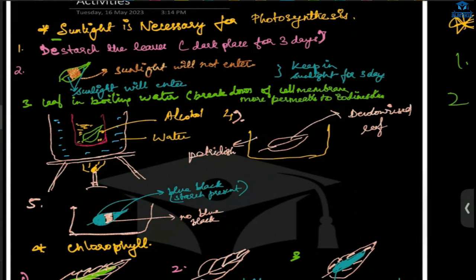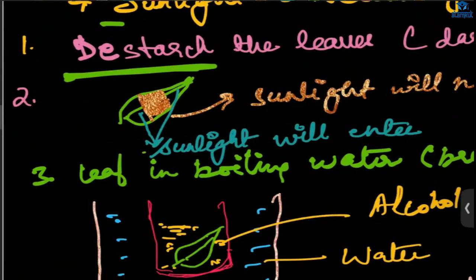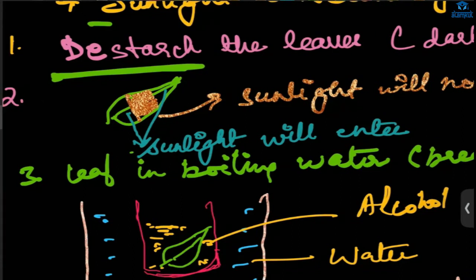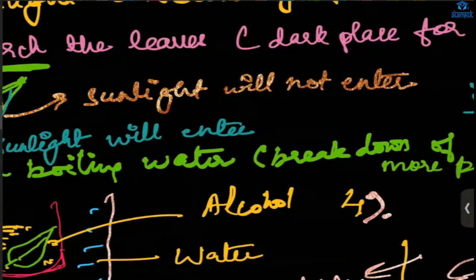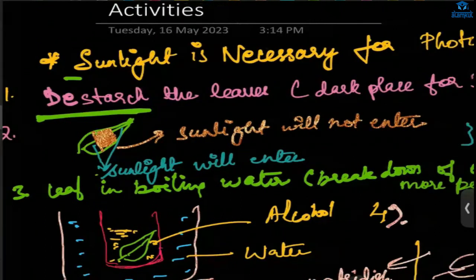Why do we do that? That is called de-starching. The starch content in the leaf will be used up. That's why we are putting it in a dark place for 3 days. Next, we'll take out the leaves and put the plant in the sunlight. Before that, we'll take one of the leaves and cover a small middle portion with aluminum foil. So sunlight will not enter there, and in all the rest of the leaf, sunlight will enter.